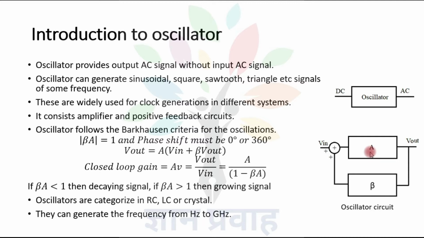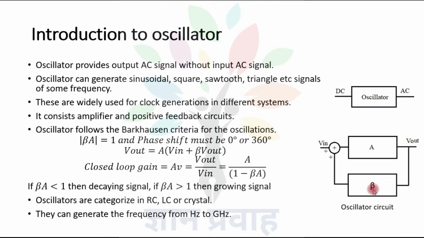So oscillator consists of an amplifier with positive feedback circuit. So this one is the oscillator circuit having one amplifier and one feedback circuit. A is simply showing the gain of this amplifier circuit and beta is the feedback factor.